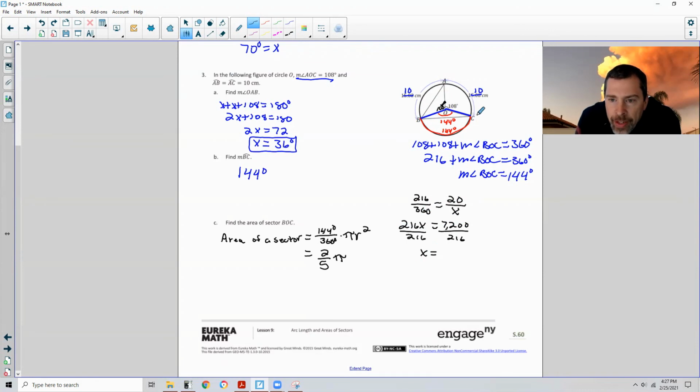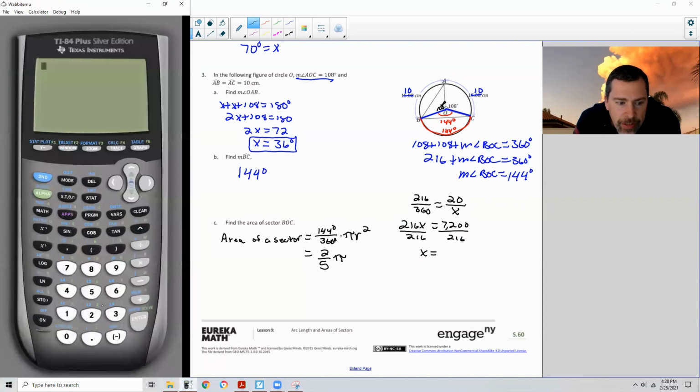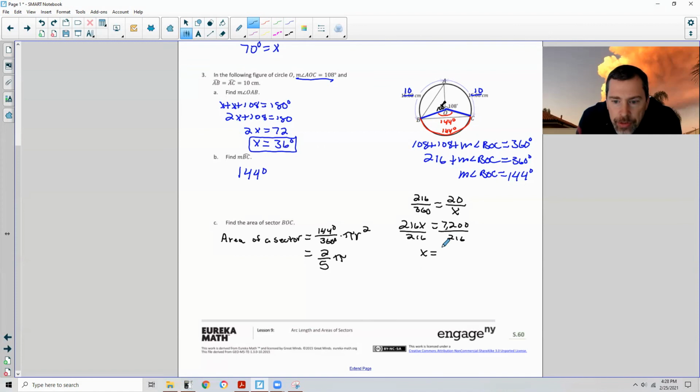Okay, what is x? Well, x is going to be our total circumference. So when I put that in the calculator, 7,200 divided by 216, I got 33 1/3. This is my radius. I'm sorry, not my radius, my circumference. If this is 10 and this is 10, that's 20. The whole thing is 33 1/3. In other words, this is 13 1/3 down here. 20 plus 13 1/3 is 33 1/3. Okay, so I found the circumference.